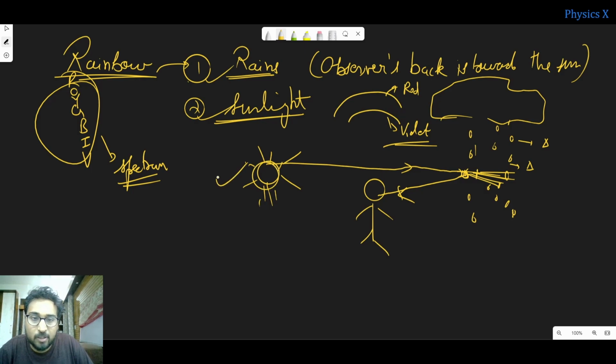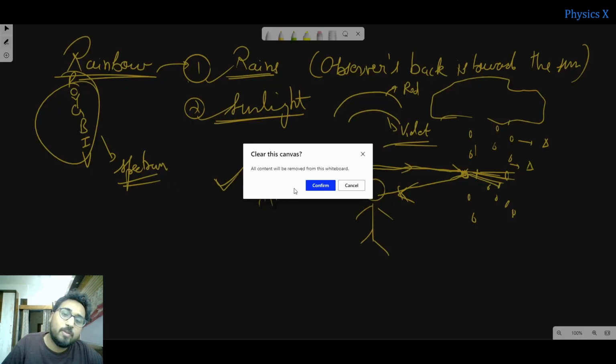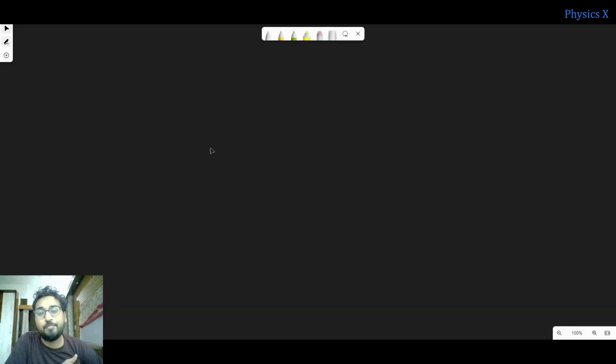So these two conditions are necessary: the sunlight must be on the backside of the observer, and the sunlight, after striking these tiny droplets, behaves as a prism, and then these 7 colors will be observed by the observer. So that is why a rainbow is formed.